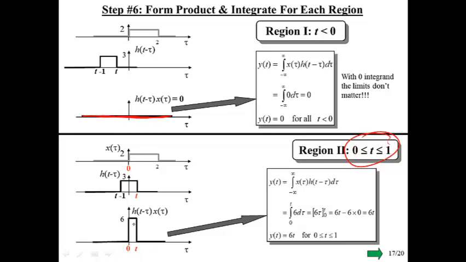So what do I need to integrate? 6, because that's the value of it here. And where do I need to integrate? From 0 to t. So there's the integral that I need to do. And remembering your little bit of rules from calculus, you'll find that you get an integral value of 6t. So now over this interval of t, my output follows that function.